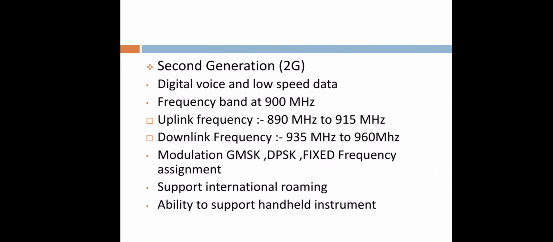Second generation, 2G: digital voice and low speed data, frequency band at 900 MHz. Uplink frequency range is 890 MHz to 915 MHz.